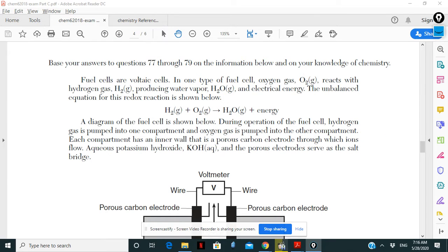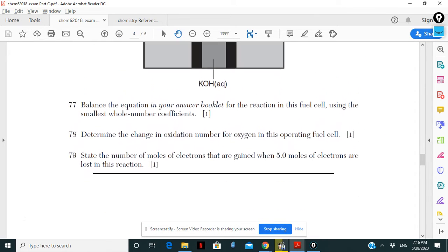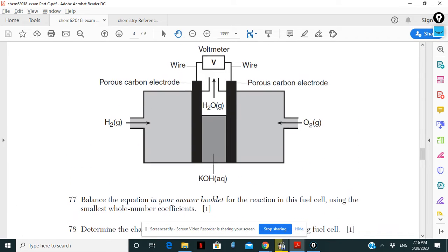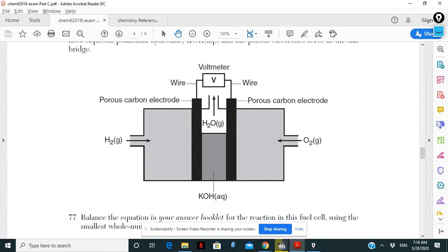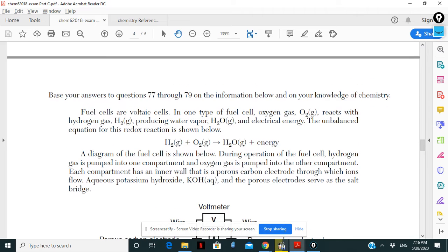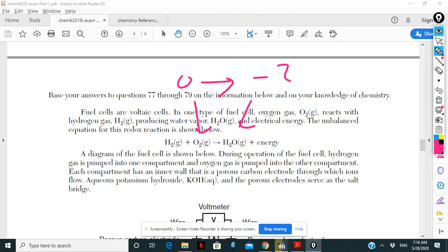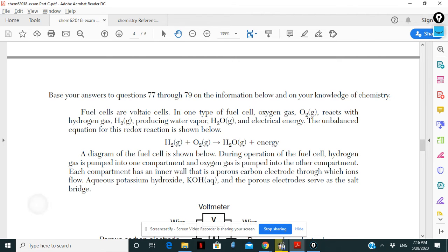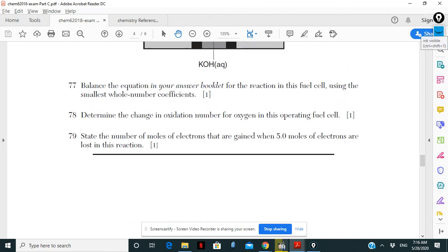Just balancing the equation. Determine the change in the oxidation number for oxygen in the operating fuel cell. So what happened here? As an element, its oxidation number is 0. Now here it's -2. So it's changing from 0 to -2. Question number 79 is to state the number of moles of electrons gained when 5 moles of electrons are lost.